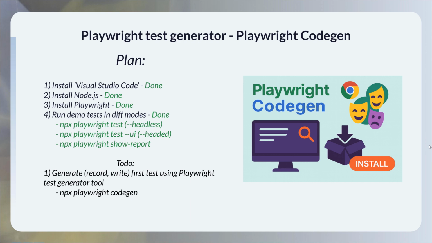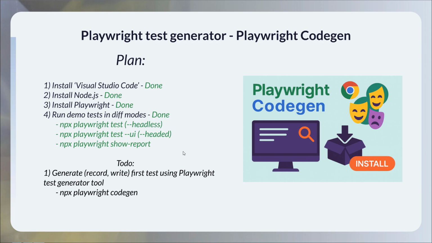Today we continue our Playwright lectures, and today we are going to speak about the Playwright test generator, which is called Codegen. So let's start. Previously we installed Visual Studio Code, we installed Node.js, we installed Playwright, and we ran some demo tests in different modes using different commands. And today we will try to generate our first tests using the Playwright test generator tool, which is called Codegen.